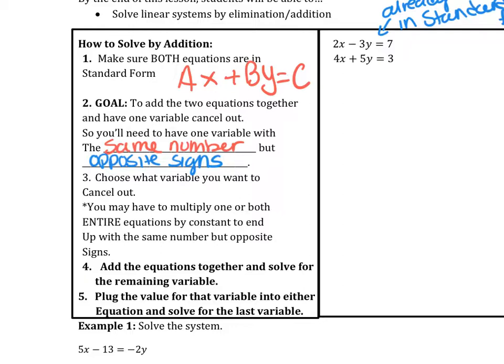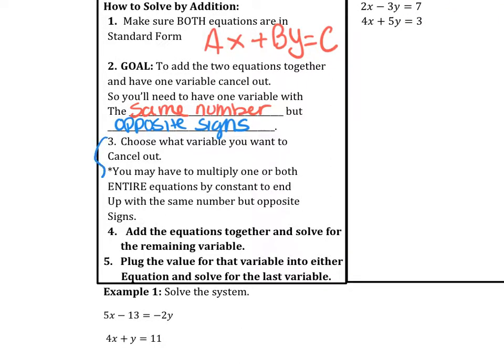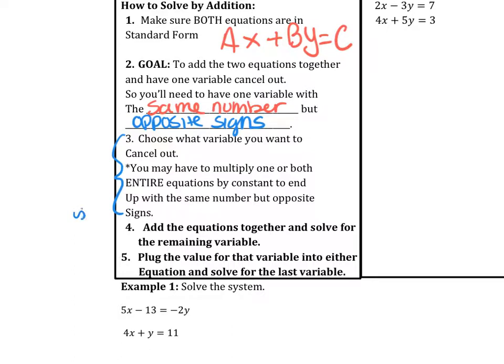So to do this, you can choose what variable you want to cancel out. It doesn't matter which one. If you want x's to disappear, fine. If you want y's to disappear, that's okay too. However, sometimes it might not work out where they can cancel out right away, so you may have to multiply one or both entire equations by a constant. Constant is just a number, to end up with the same number but opposite signs. If you think about it, kind of like finding a common denominator, that's essentially what we're doing here. So similar to a common denominator.